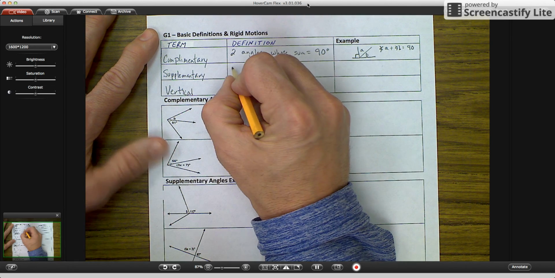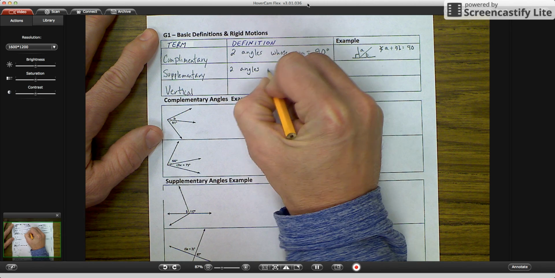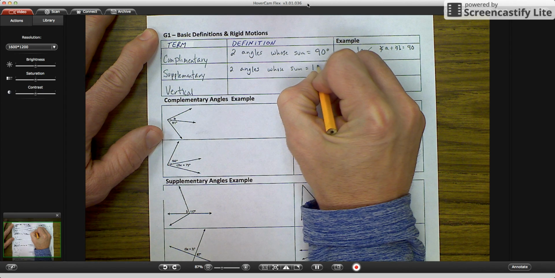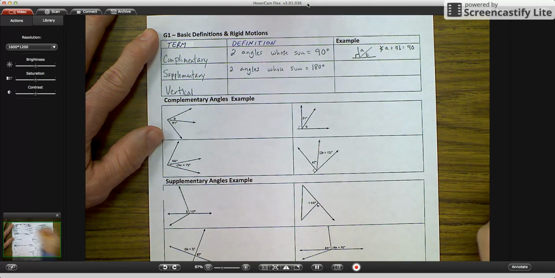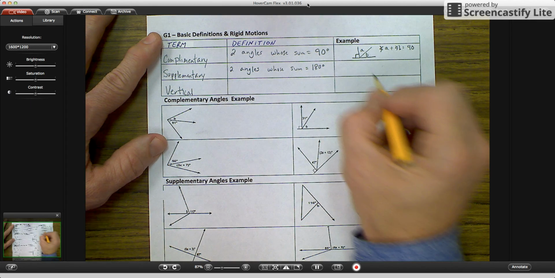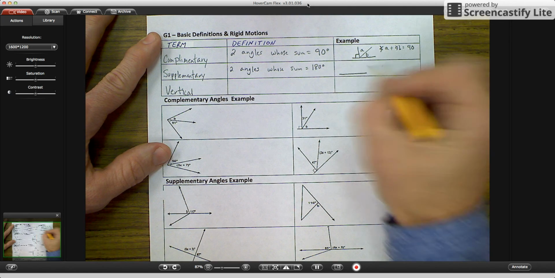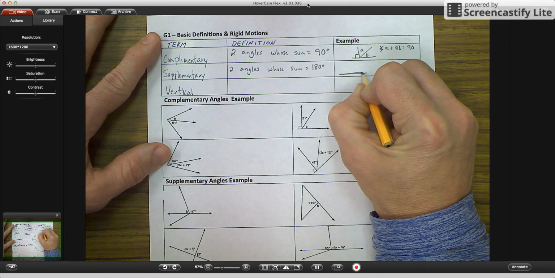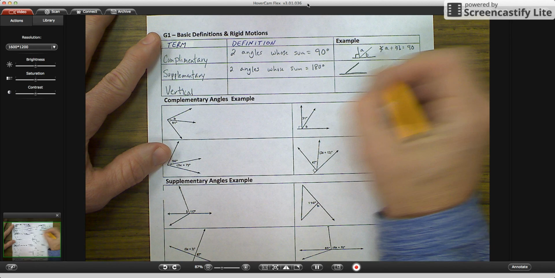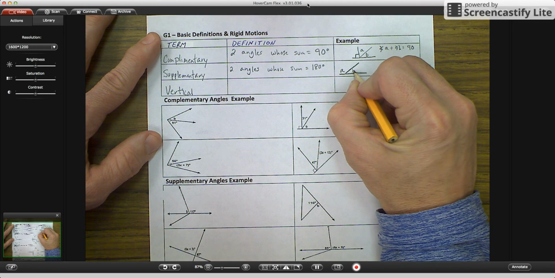Supplementary angles are two angles whose sum equals 180 degrees. Okay? These angles do not have to be next to each other, but most times they are. And I'm going to give you the example that shows that they are. So it's a straight line because a straight line is 180 degrees. And then I'll make an angle like this, and I'll put my variable A here and my variable B there.